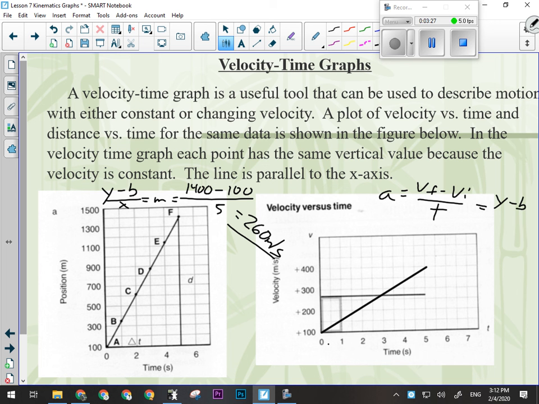Y minus b over x. It's just this time on the y-axis I've got velocity instead of position. So when I calculate the slope of this line, I'm calculating the rate of change of velocity, which is acceleration. Final velocity would be y, 400. Initial velocity would be b, 100, and that would take 5 seconds. I'd be able to calculate the rate of acceleration for that object.